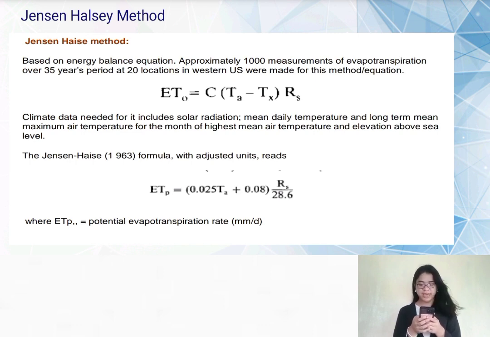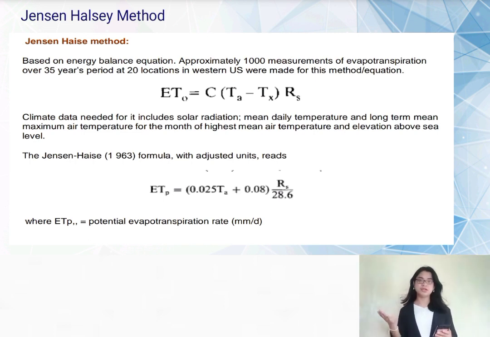The Jensen-Haise 1963 formula with adjusted units reads ET sub P is equal to 0.25 T sub A plus 0.08 times R sub S over 28.6, where ET sub P is the potential evapotranspiration rate, which has the units millimeters per day.